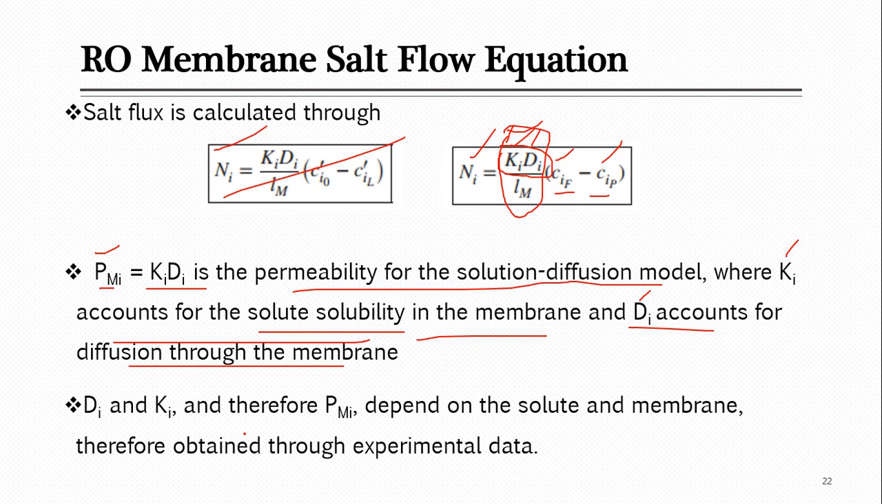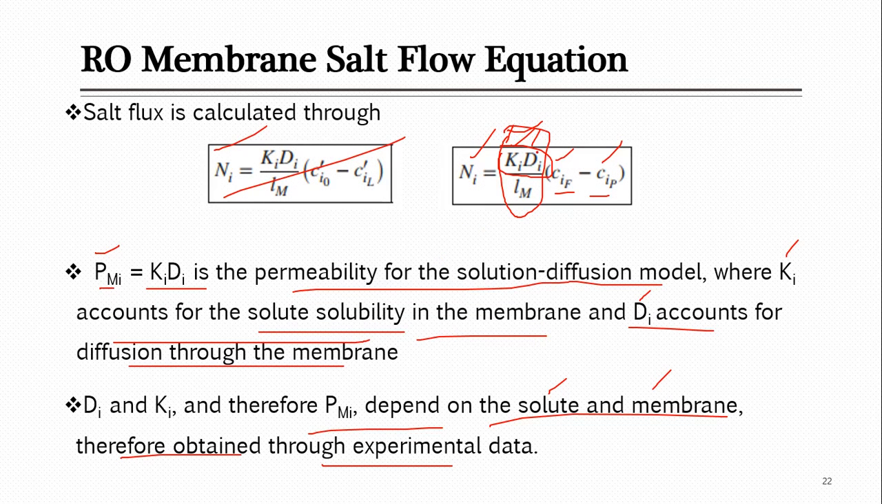So this Di and Ki, and therefore the permeability, depend on the solute and the membrane. As I am telling you, they are not specific, there is no single formula for them. You have to look at the interaction, diffusion, and solubility of various components through the membrane, and when you change the membrane material or change the solute, these will change. That can be obtained from the data, and then used for making these calculations.